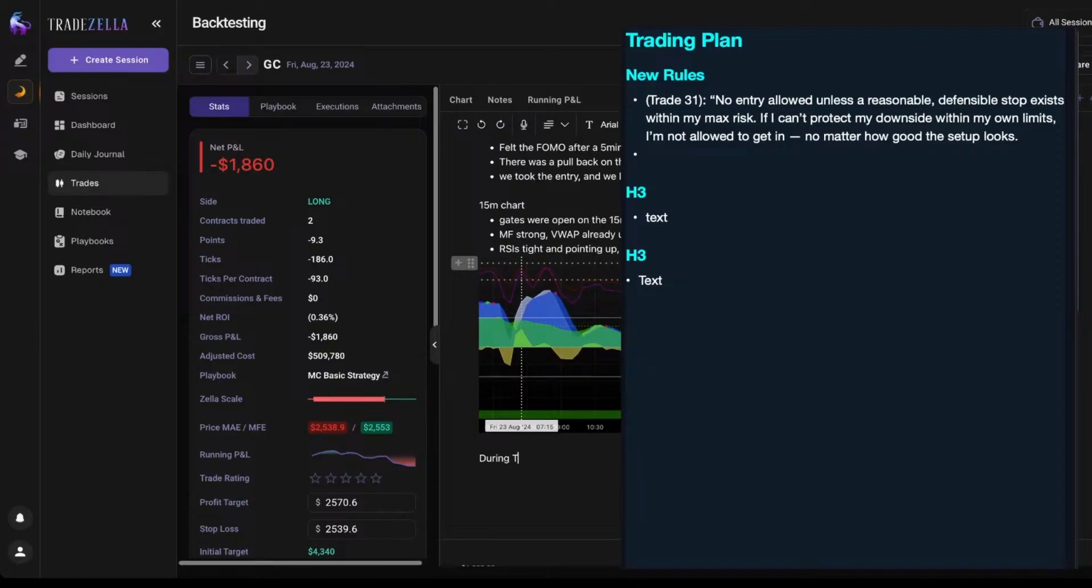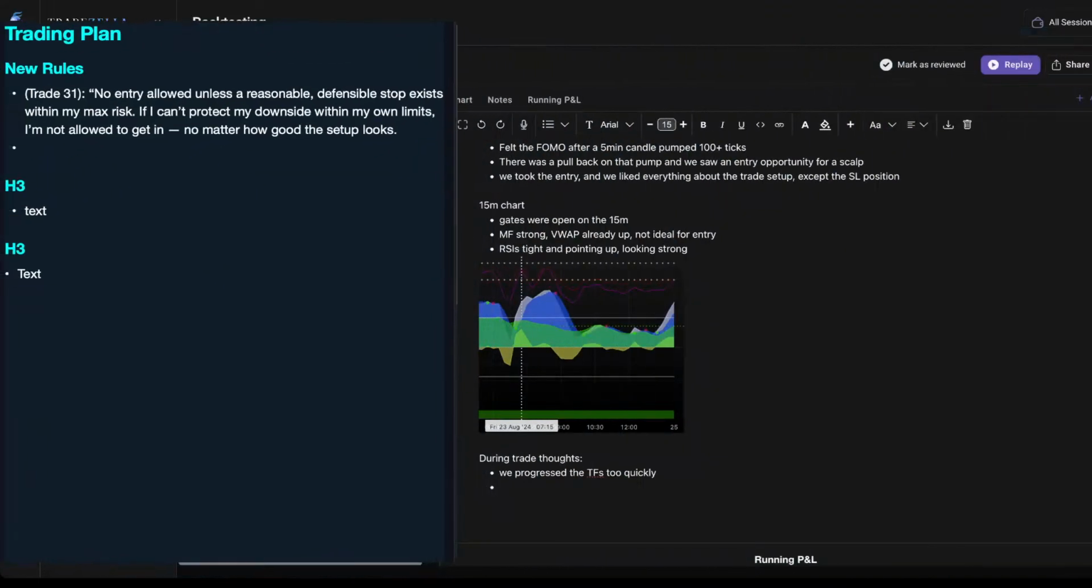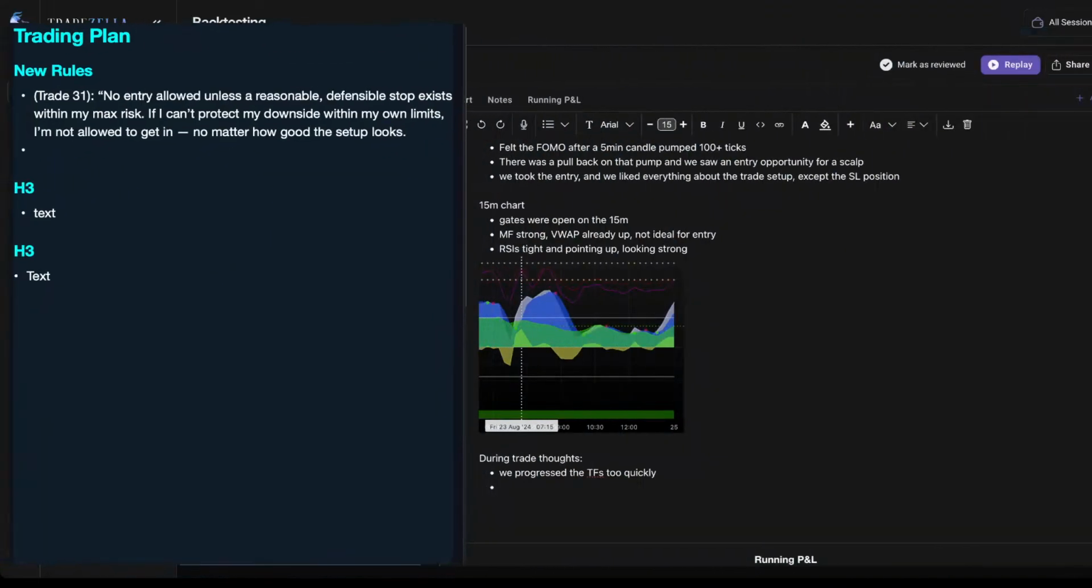So we'll say during trade thoughts, we progressed the time frames too quickly. And that's another thing. I think we need to slow it down. Let's make this a note in our notes here.